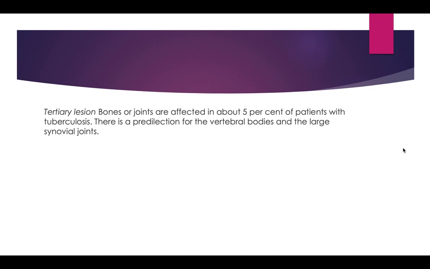A tertiary lesion, bone or joints are affected in about 5% of patients with TB. طبعا تعرفون احنا ال TB يبدي primary either in the gut or in the lung, then it passes to the lymph nodes, secondary, then it passes to the other parts of the body as a tertiary. There is a predilection for vertebral bodies and the large synovial joints.